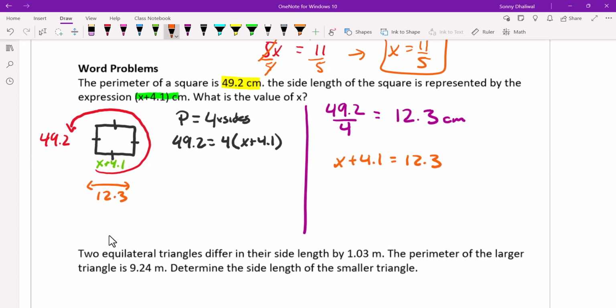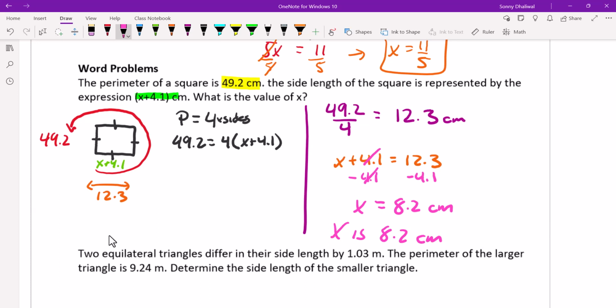And easier to set up as well, right? So now we want to solve this. What's the next step? Minus 4.1 here, minus 4.1 here. Those go away, and 12.3 minus 4.1, that is what, 8.2? Centimeters, yes, 8.2 centimeters. So x is 8.2 centimeters.